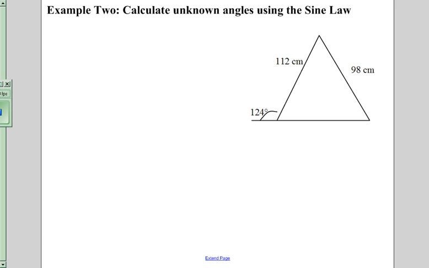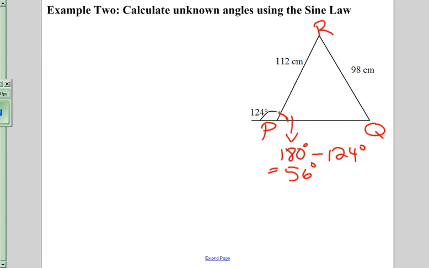The next example is to calculate the unknown angles using sine law. So this triangle, if it's labeled here PQR, we were trying to find all the angles inside. You need to start with this one here, because that's the only information we know about angles is that the exterior angle is 124. So this angle we could find by remembering that supplementary angles equal 180, subtracting 124, and you will get 56 degrees for angle P.